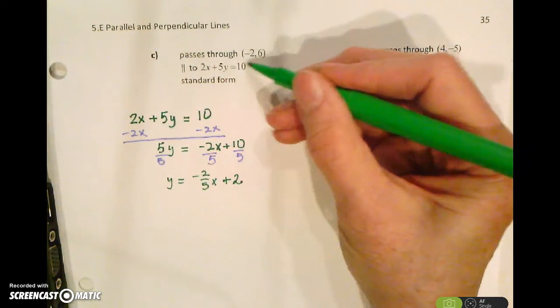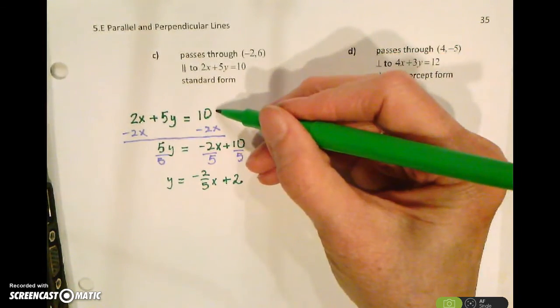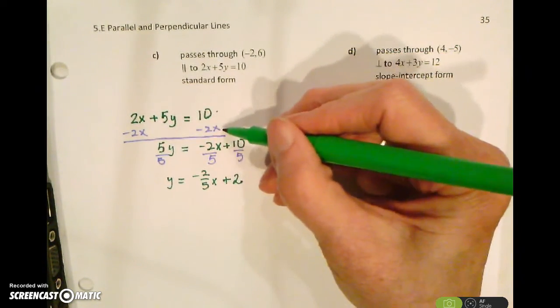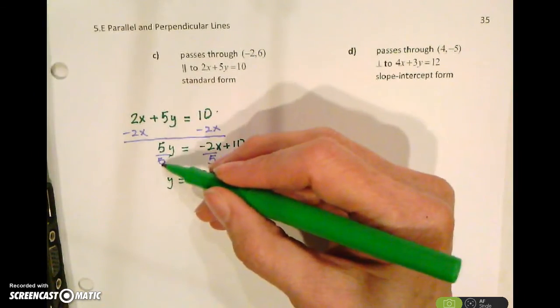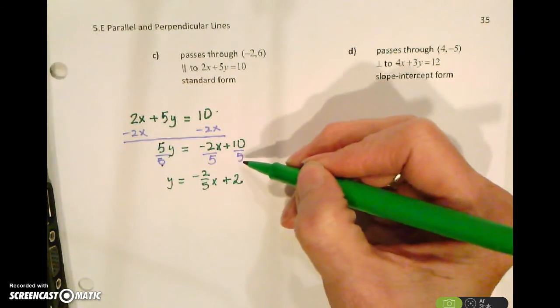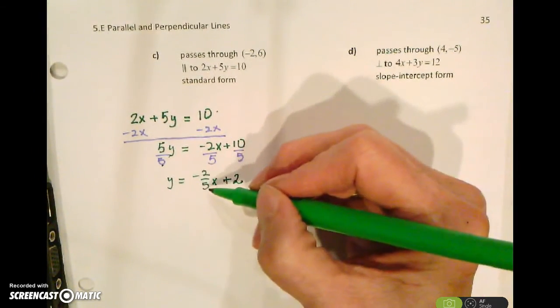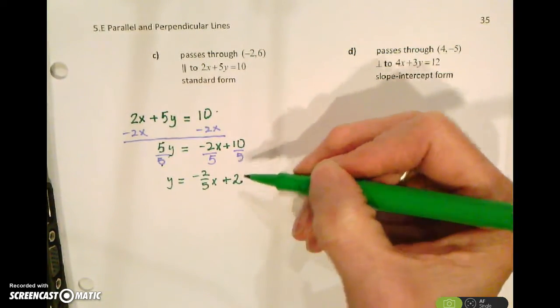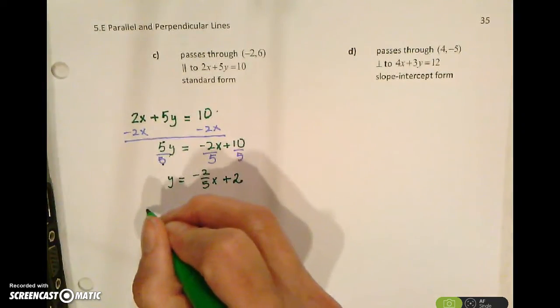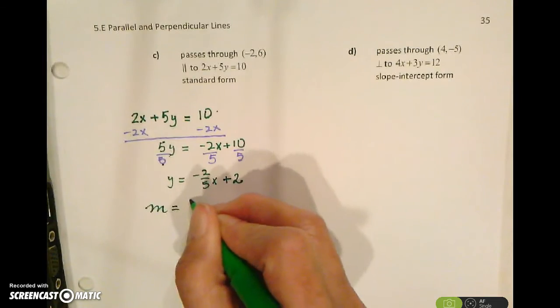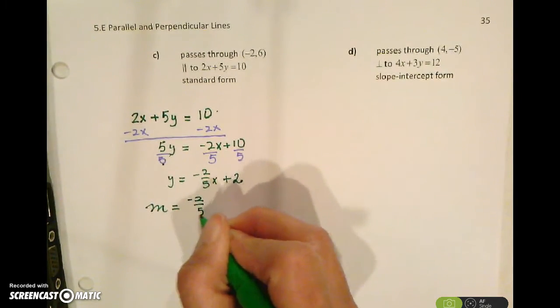So first I'm going to go to my comparison line and write it in slope-intercept form. So I subtracted 2x, and then divide, make sure you divide all three terms by the 5, and I got y is equal to negative 2/5 x plus 2. So my slope for my comparison line is negative 2/5.